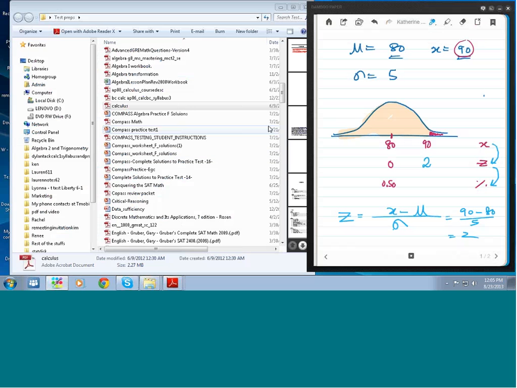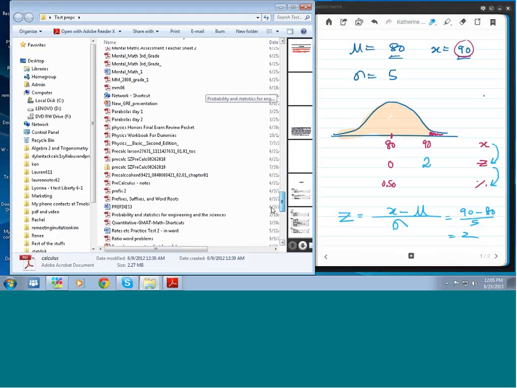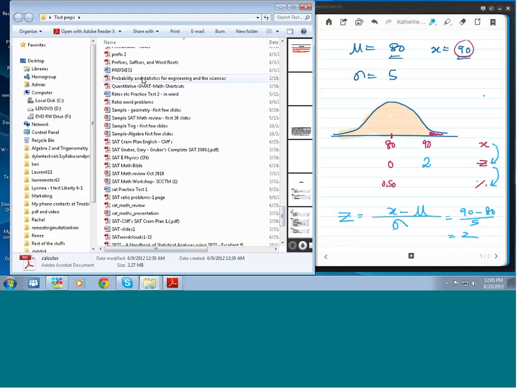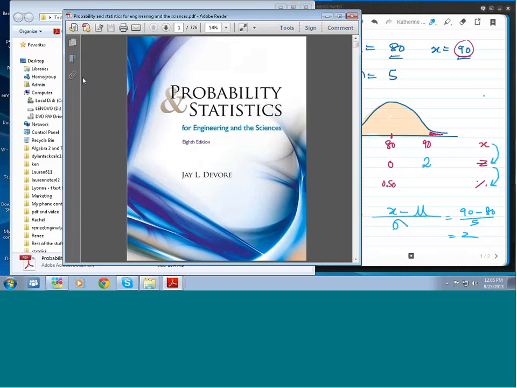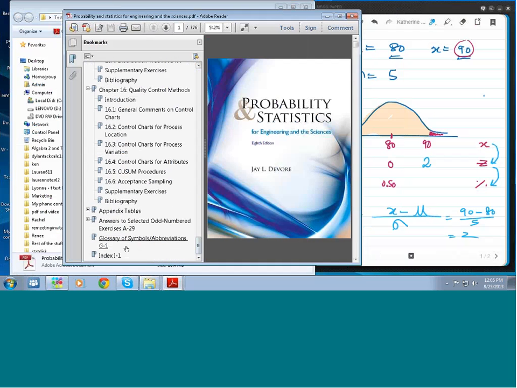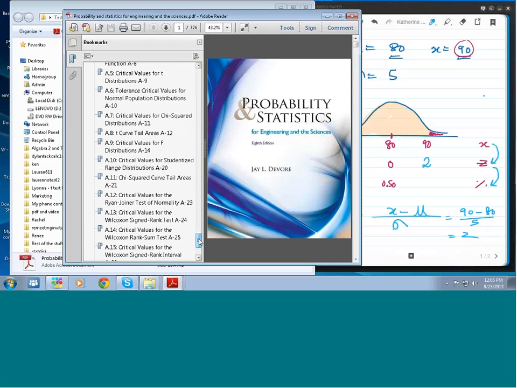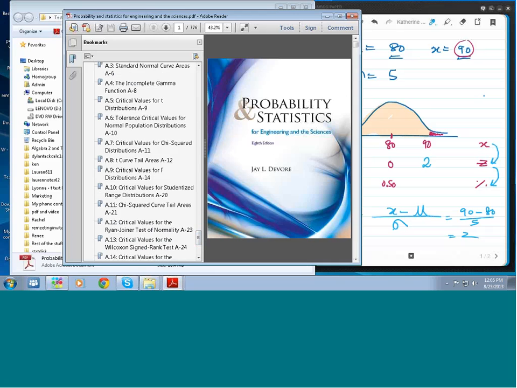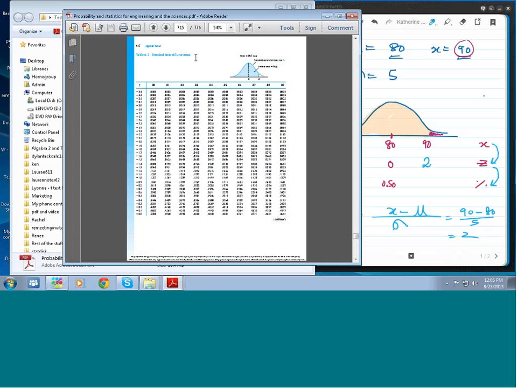Look up the Z chart for 2.0. Let me open a chart for you. I have a lot of books here for different math subjects. Let me see, which one should I use? Okay, I'm going to use this one. The chart is at the end of the book, in the appendix tables. Z chart, normal, standard normal curve. So there you go.